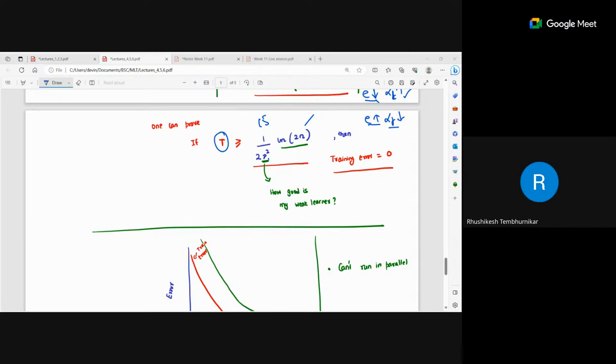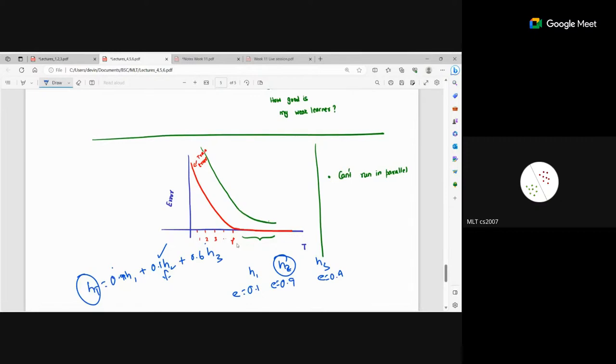Sir, can you please explain the graph? This is the training error. As I told, after some t iterations, the training error is going to be entirely 0. But this is the test error. As you increase the number of iterations, the test error is going to reduce. It's never going to be 0. But even after this t star, the point where the training error is 0, if you increase t, the test error is still going to reduce. So that's what that graph means.